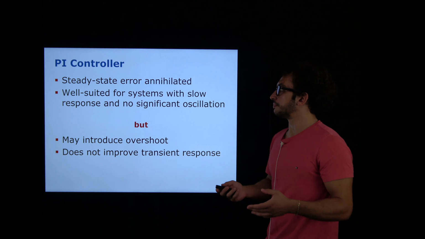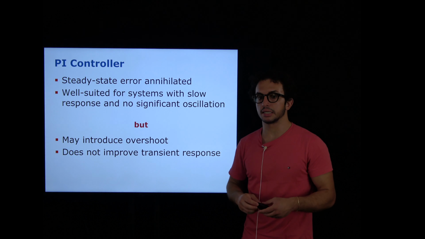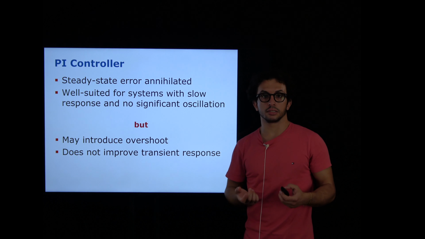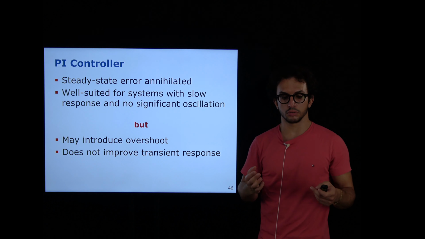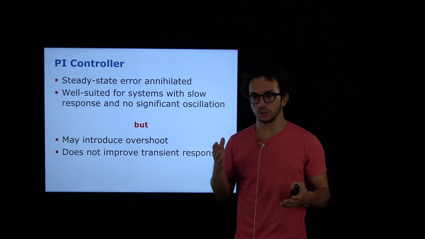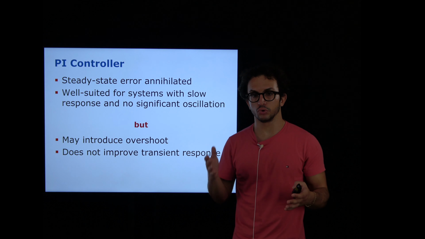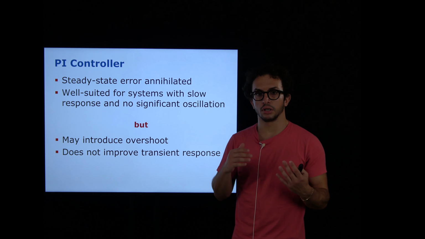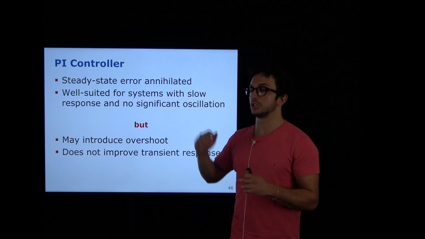Then we have a PI. With a PI, we want to annihilate the steady state error. So we have some requirements there. We need to track something. We need to hit a certain set point with no mistakes. We use the integral term.